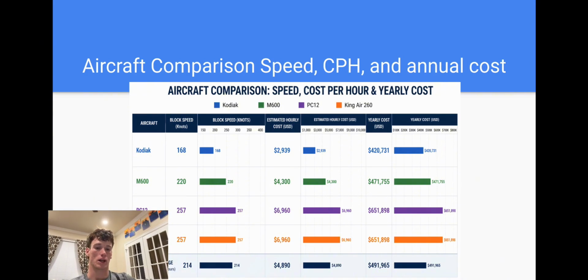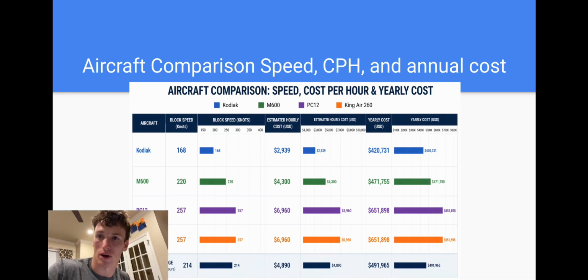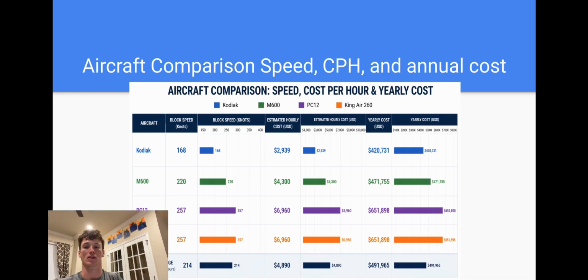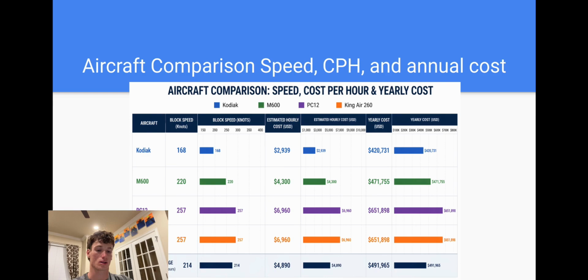So we have to pay attention to how fast the airplane is going to go, because if we have an airplane that goes twice as fast as the other, we'll fly it half as much, saving us money, calling it a wash. So we can see that the Kodiak is the slowest airplane, and the PC-12 and the King Air are 6s. They're the same.